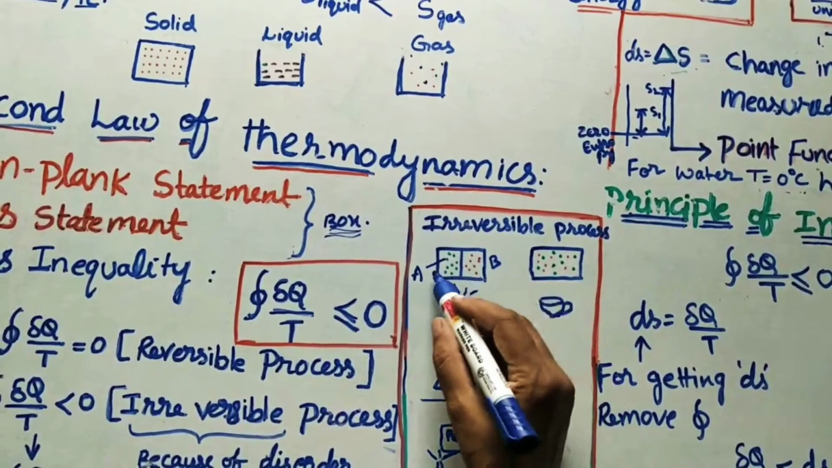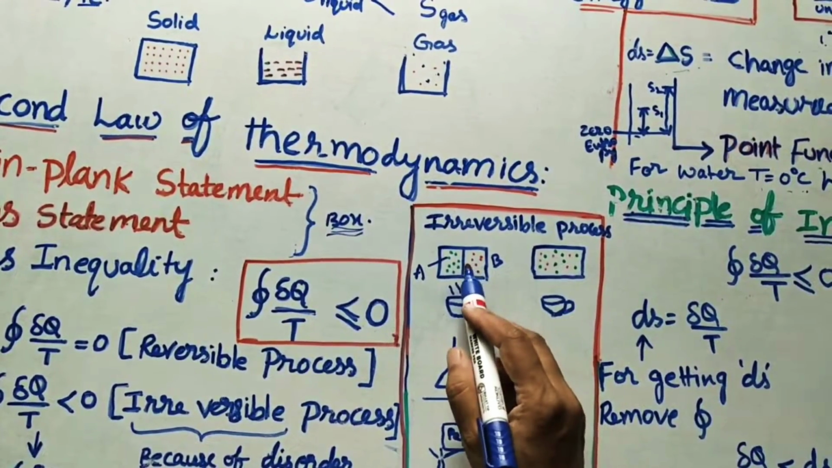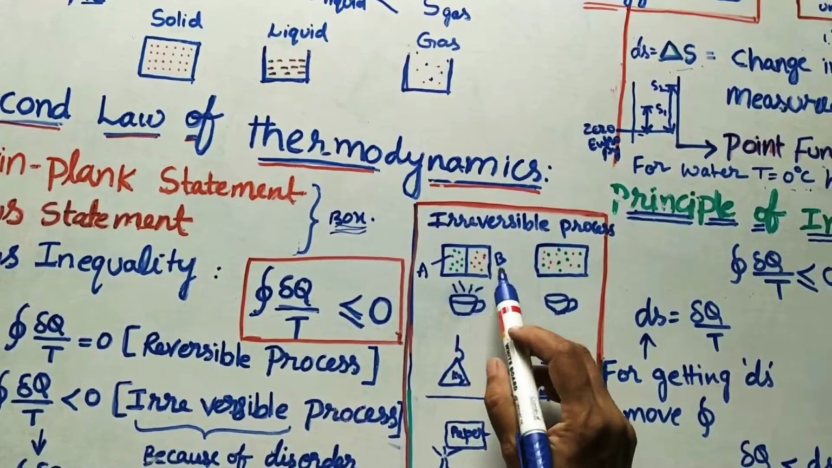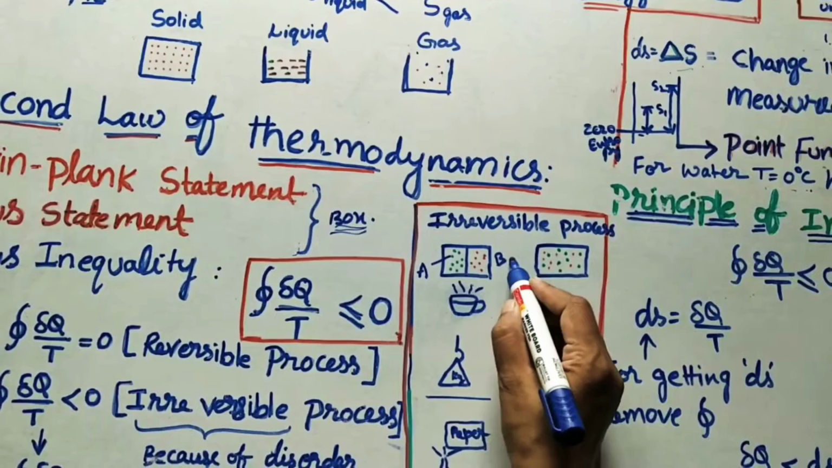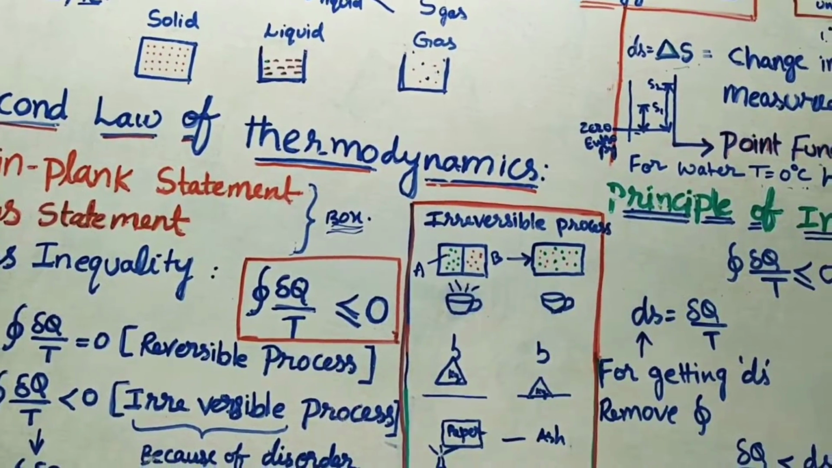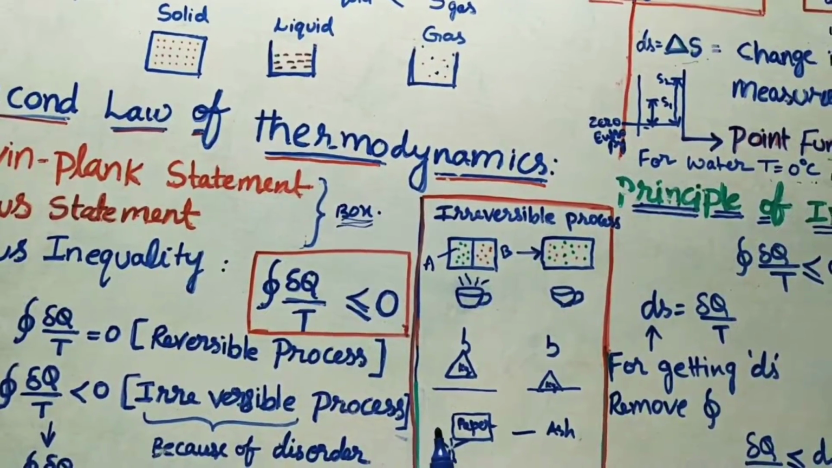Okay, these two are separated by one wall. Let us assume like that. In the next case, I am removing this wall. The gases will mix with each other like this. It is getting the shape like this. It will happen spontaneously without any external force.